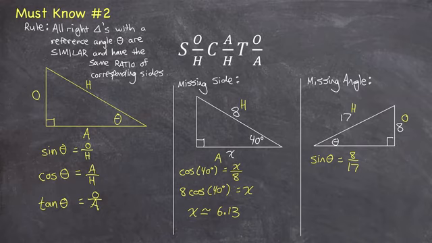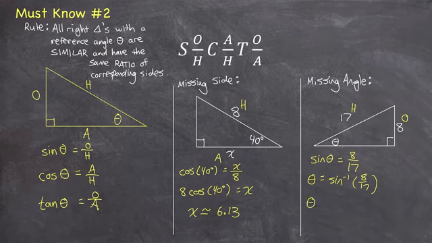Now, all right triangles that have an opposite over hypotenuse ratio of 8 over 17 are similar to each other, which means they've all got the same angles, so we can solve for angle theta. Your calculator will be able to tell you if you use the inverse sine function, which is sometimes called arcsine, of 8 over 17. By using the inverse sine function, you're telling your calculator that you are inputting the ratio and looking for the angle.